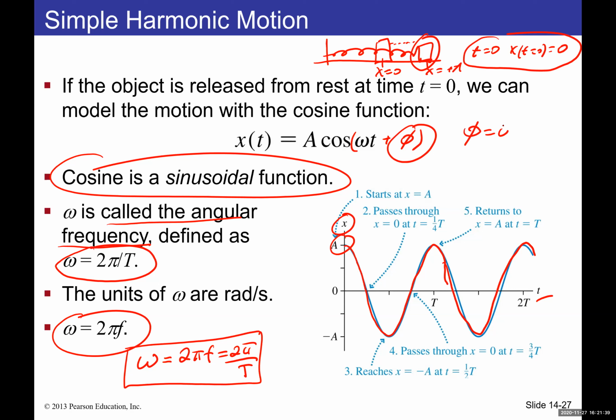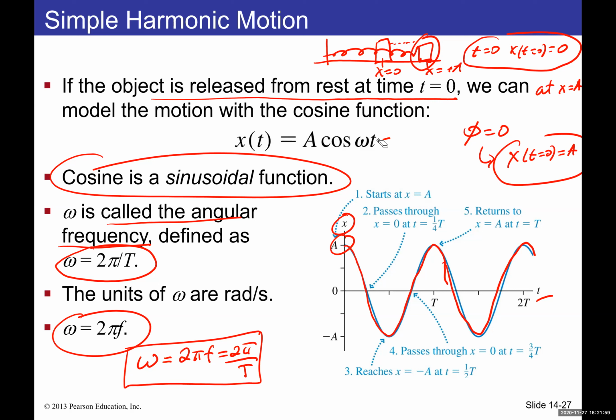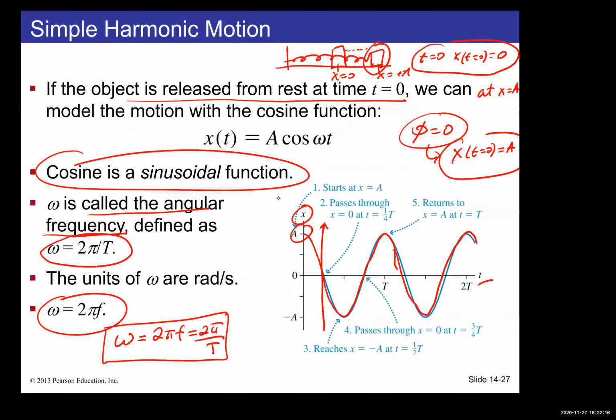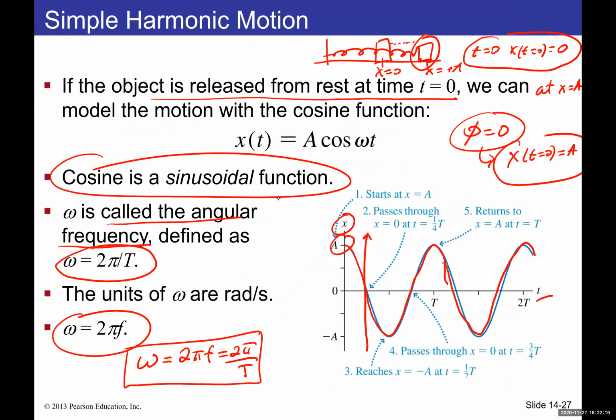Because if phi here is equal to 0, then x as a function of time at t equals 0 starts at position A. That's the case if the object is released from rest at t equals 0 at x equals A, and then we can model it as A cosine omega t, because the phase constant is 0. But if I wait until it reaches this position, and then start, so this is my t equals 0 on the graph, then I basically have this pi over 2 factor, and we're going to have to include that, but we will see a few examples where we can do that.